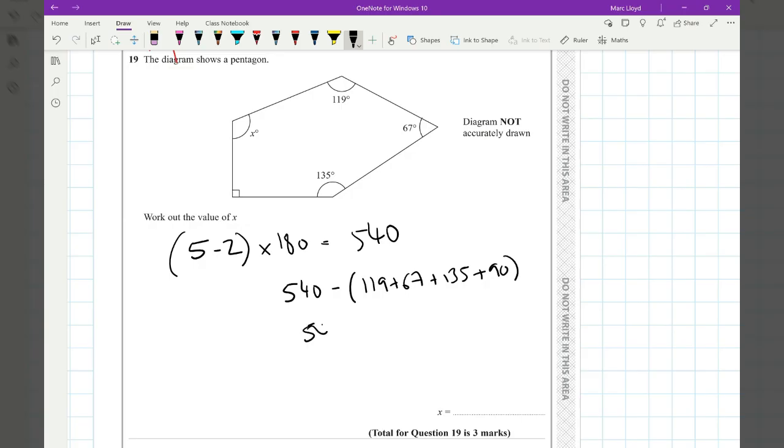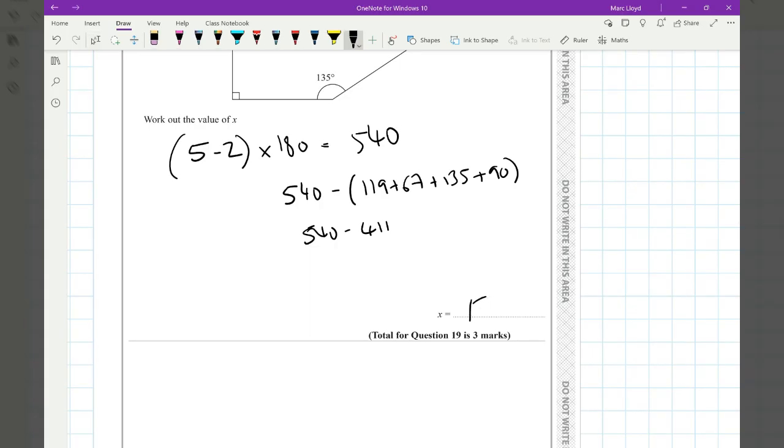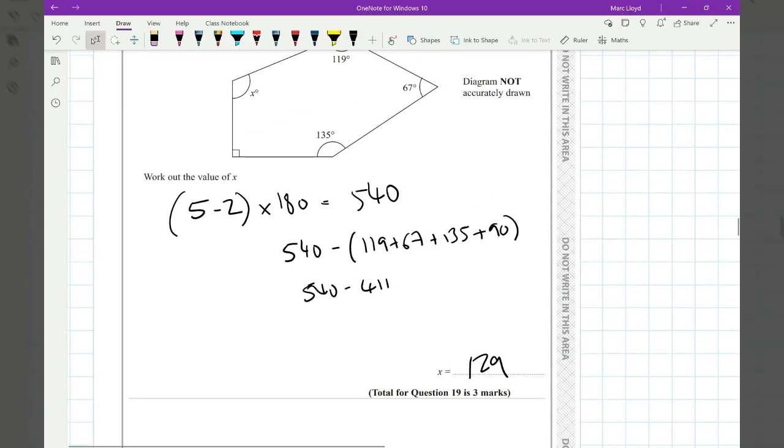So 540 take away 411, which gives us 129. And that's our answer. That's the answer, the value of x.